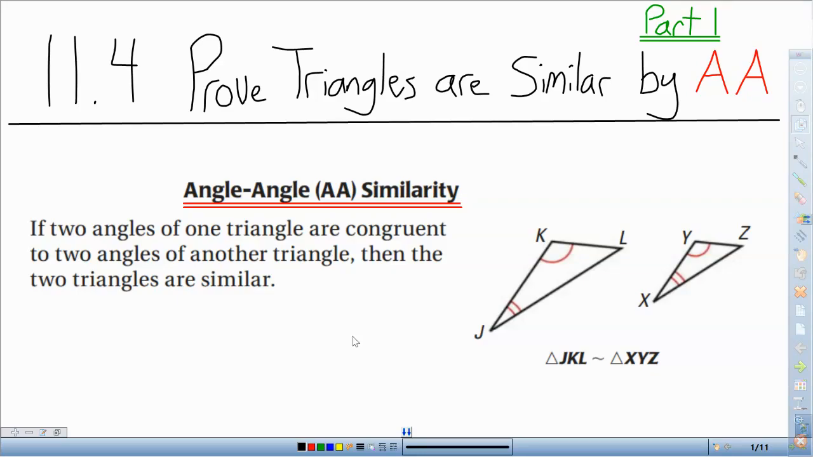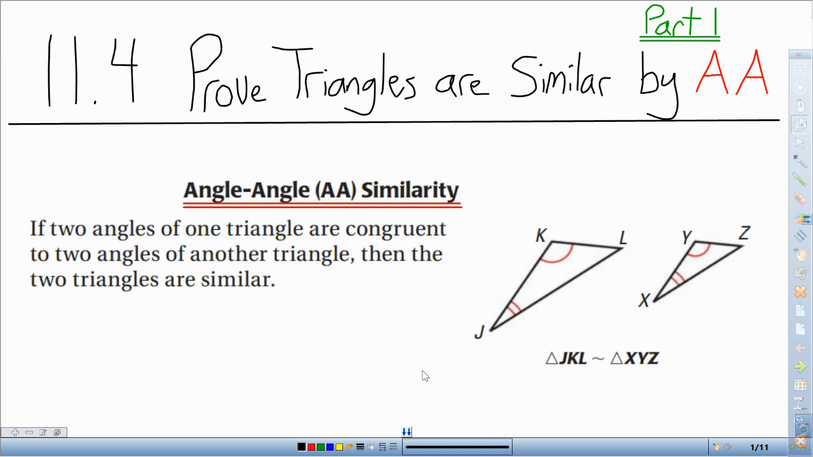Hey everybody. So we're getting into 11.4 part 1 today, proving triangles are similar by AA, which stands for angle-angle similarity. Okay, so go ahead and get this title, get what angle-angle similarity is, and we'll get going.